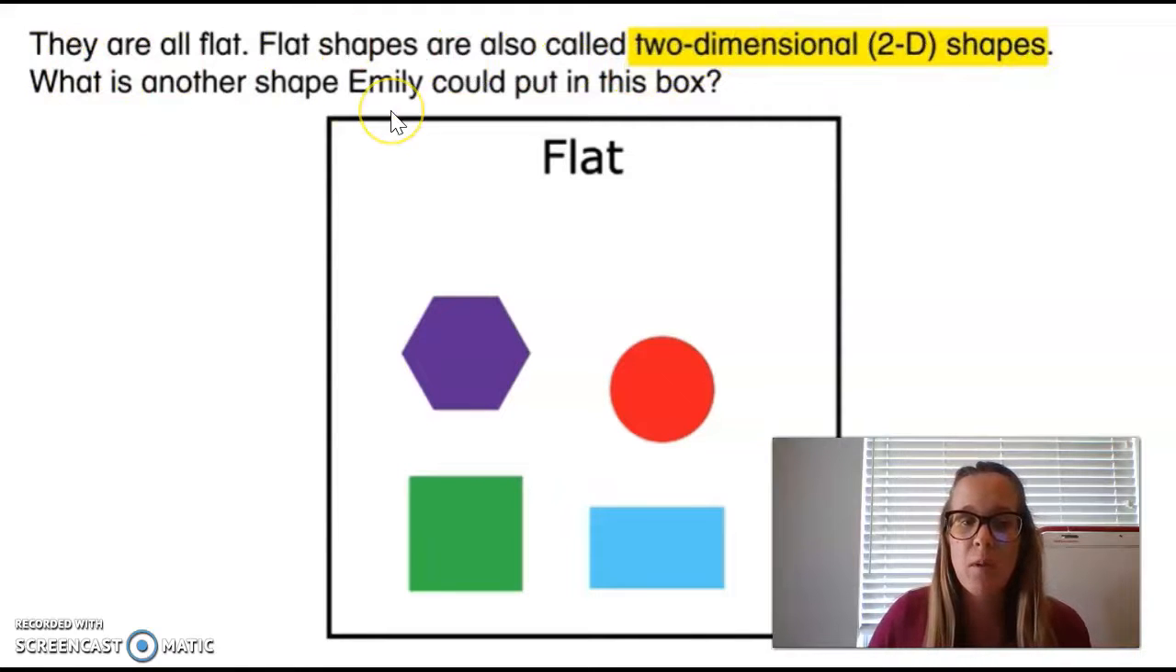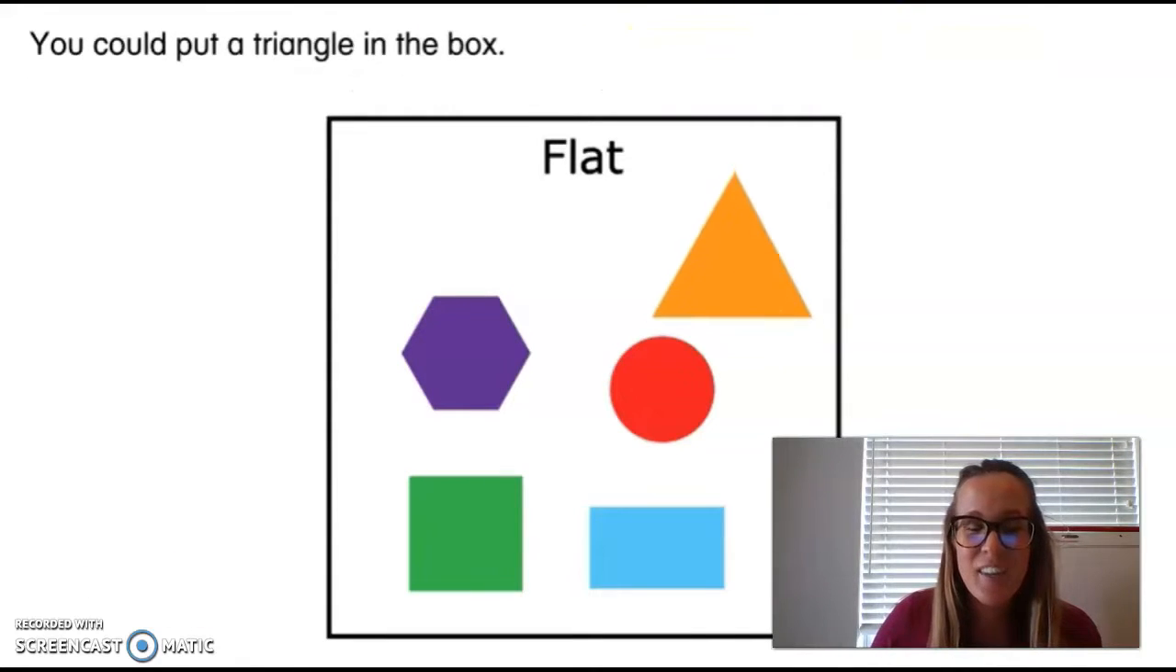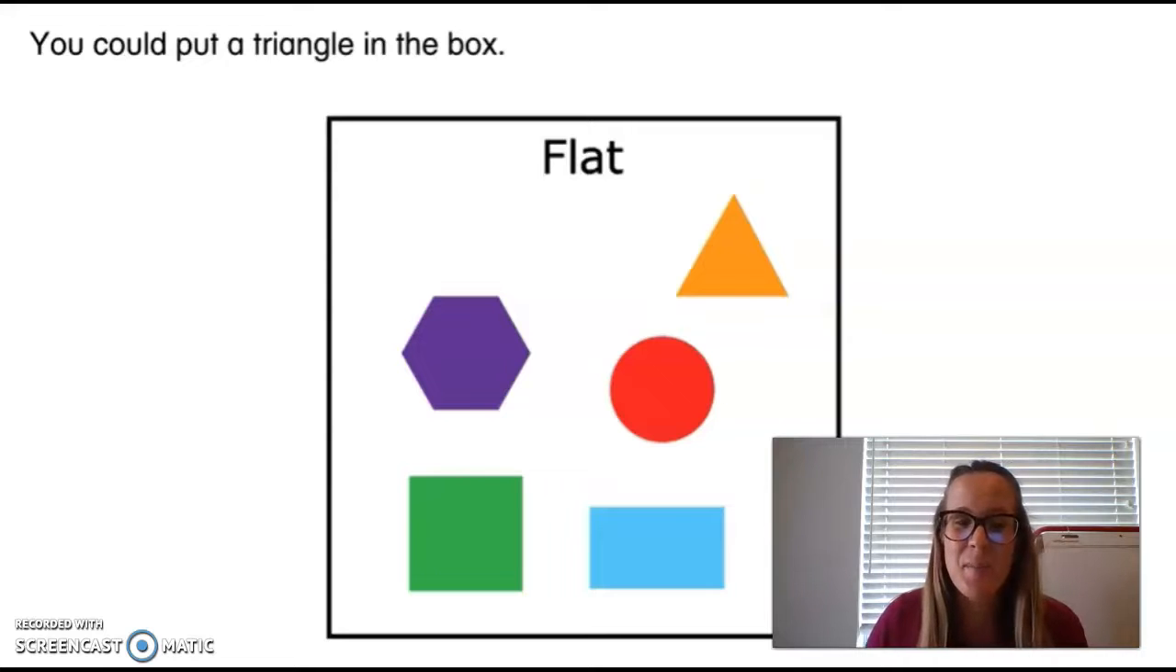What is another shape Emily could put in this box? I see a hexagon, a circle, a square, a rectangle. I'm thinking of a shape that has 3 sides. Can you guess what shape is missing? You could put a triangle in the box.